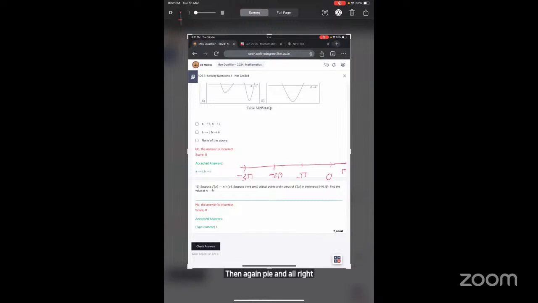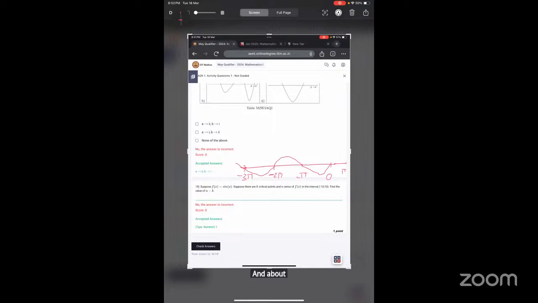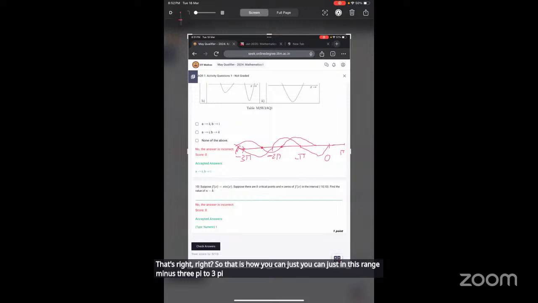Okay. And about sin x, what we know, it will be like that, right? And about cos x, what we know, it will be just like that. This type, right? So that is how you can, in this range minus 3 pi to 3 pi, just count the x intercept.